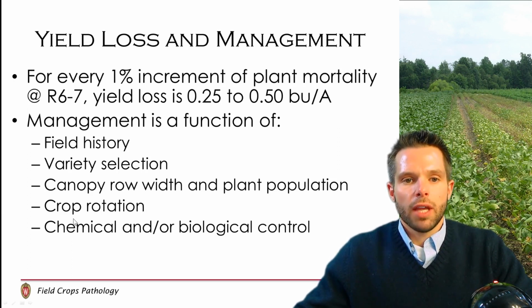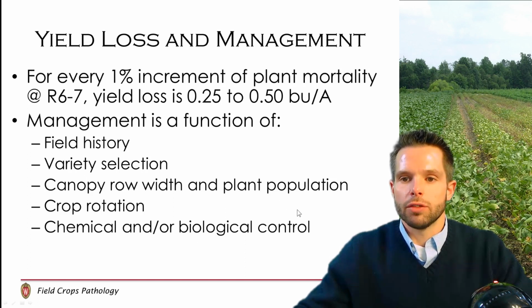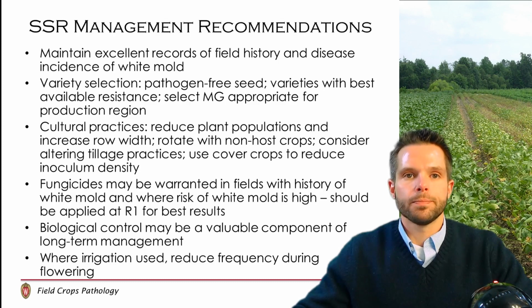In season, we do have chemical control in the way of fungicides, which could be used, and then there are also several biological control agents which can be applied to the soil after the crop has come out to try to reduce the level of sclerotia or those survival structures that we see. These biological control agents actually parasitize the survival structure and break it down so it's not viable.